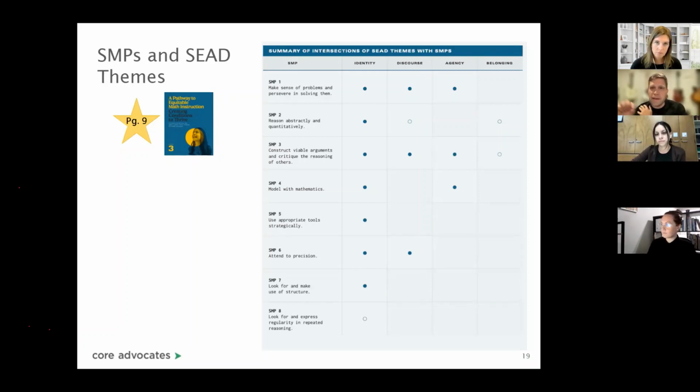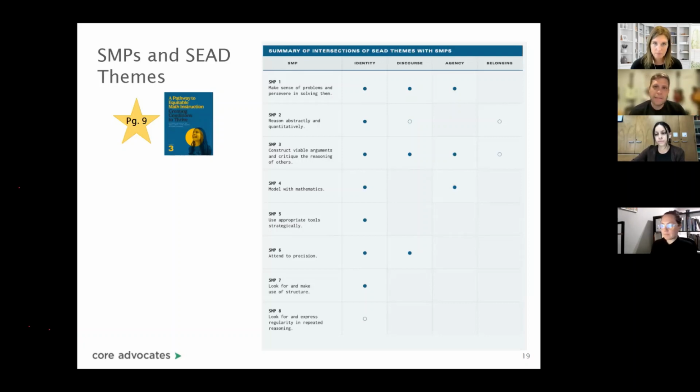I think the not filled in circles denotes that there may be a slight connection between that standard for math practice and that SEAD theme, whereas the full shaded in bullet means it's a strong connection. I think some of these are very strong connections. I think of SMP1, make sense of problems and persevere in solving them. And to me, that just screams out agency, right?